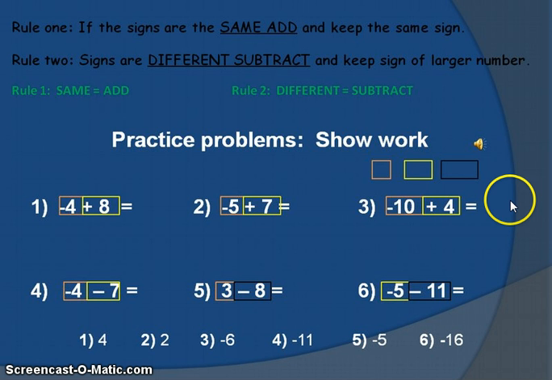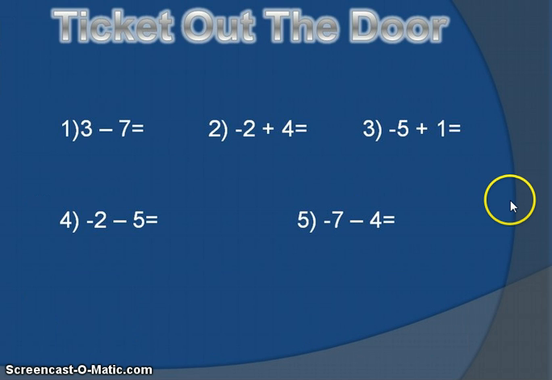Alright, hopefully everyone has done well on that. Let's go ahead and look at some more problems and do our ticket out the door. Go ahead and copy these down. I want you to show your work on these, box them up. Go through those rules, same, add, different, subtract.